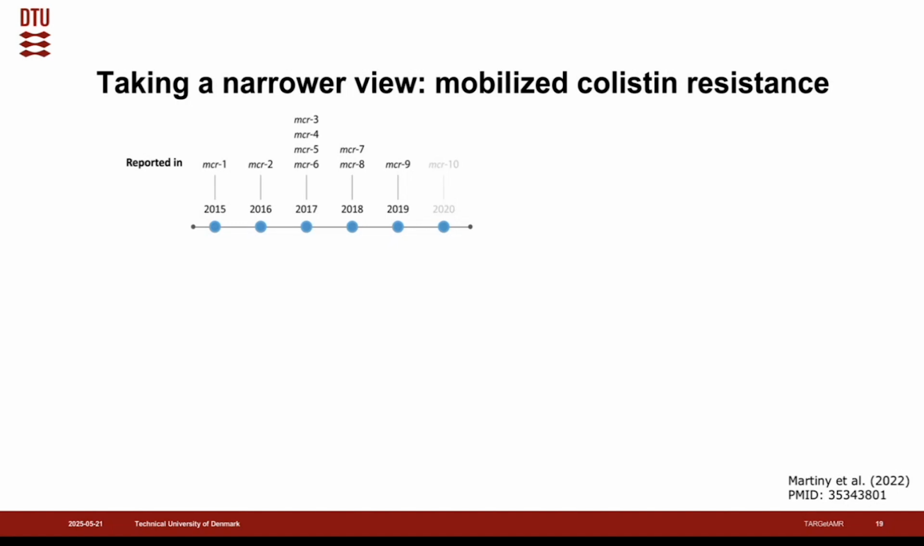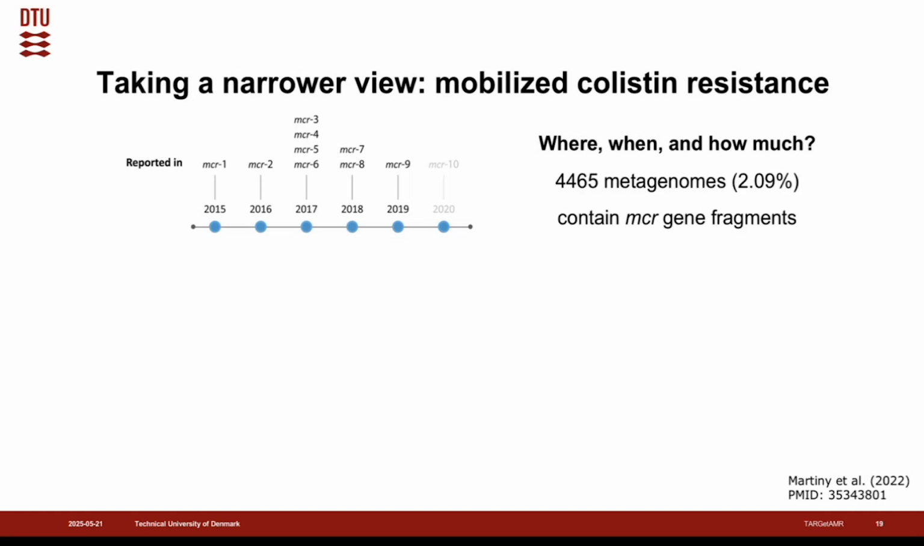Unfortunately for us, we ran most of the analysis before MCR10 was reported, so I don't have it in this paper that I'm presenting here. But we're essentially asking where, when, and how much we are finding of colistin resistance genes. Just to put it into perspective, I said 214,000 metagenomes. Now we're looking at 4,500 of them.